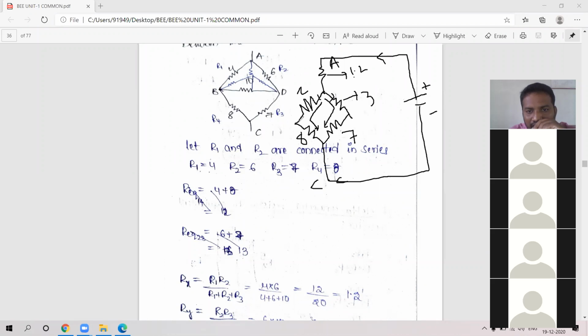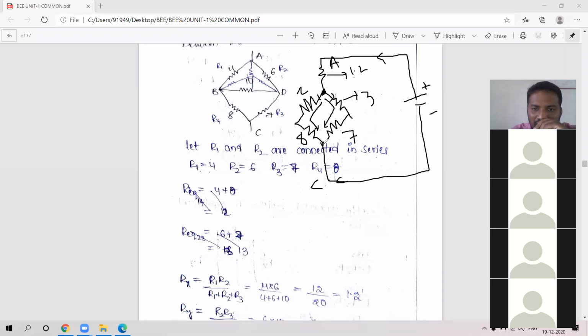Single path, current is flowing like this. Is there any series division? Series, no current division. 8 and 10 are in series, and 3 and 7 also series. But this 3, 7 and 2, 8, how are they?